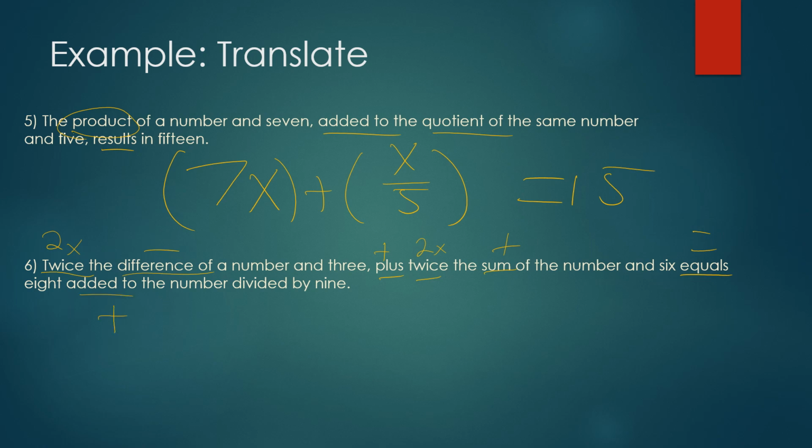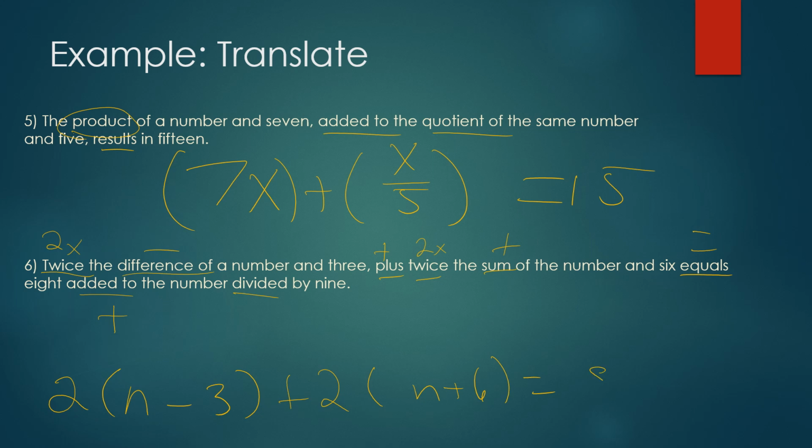Added, divided. Okay, let's do the first half. We're going to do 2 times the difference. Since we are multiplying a difference by 2, we have to have parentheses. We'll use n this time for our number. Now we're going to add 2 times the sum. So now we're going to do the number again in parentheses. This is going to equal 8 added to the number divided by 9.